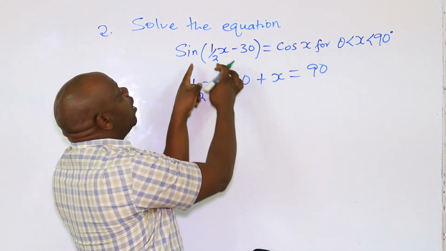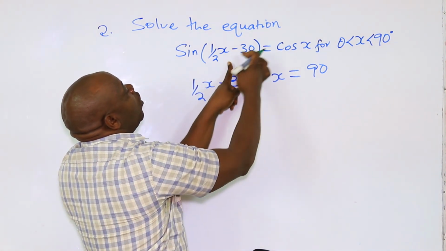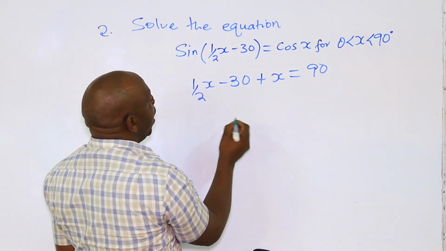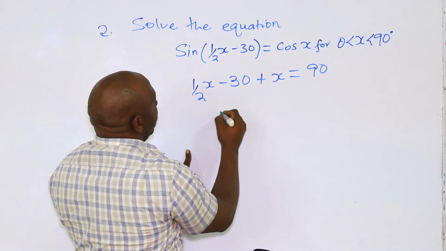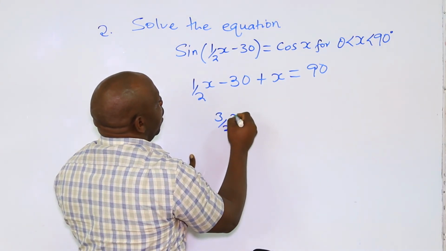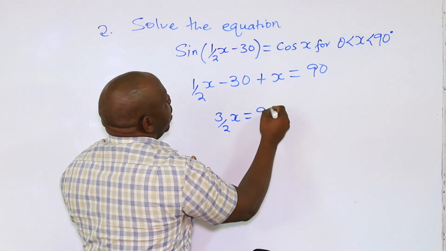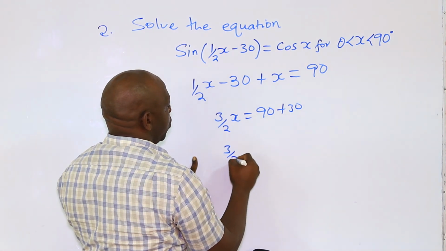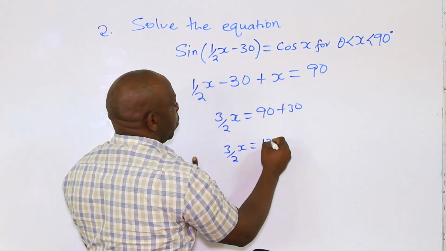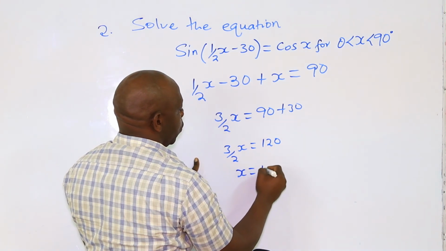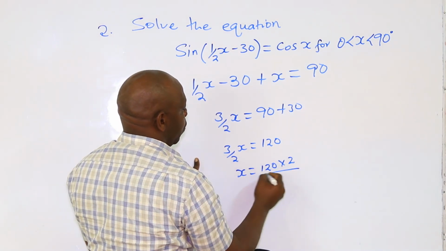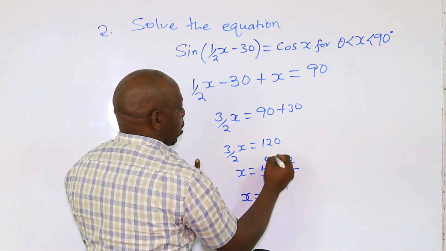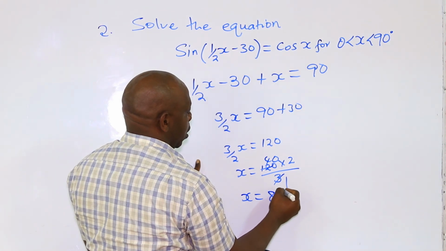In other words, these two can only be equal if these two angles are complementary, or if they add up to 90. So from there, a half x plus x is 3 over 2 x equals to 90. Take 30 on this other side, becomes plus 30. So 3 over 2 x equals to 120, and therefore x is equals to 120 times 2 over 3, by 3, 1 by 3, 4, and therefore x is equals to 80 degrees.